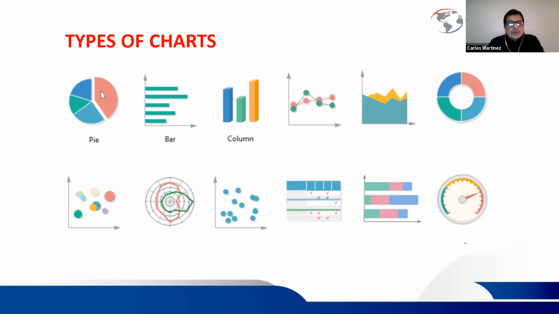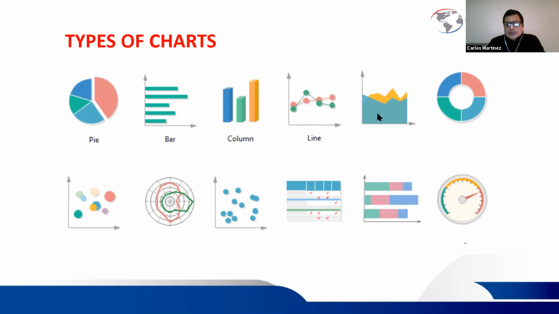So the first one is the pie chart. Then we have a bar chart. Next, we have a column chart. This chart here, even though you don't see it here, almost all these charts have these axes, the x-axis and the y-axis, which we are going to mention in a bit. The next chart that we have here is the line chart, because as you can see, even though we have dots, these dots connect and they form a line.